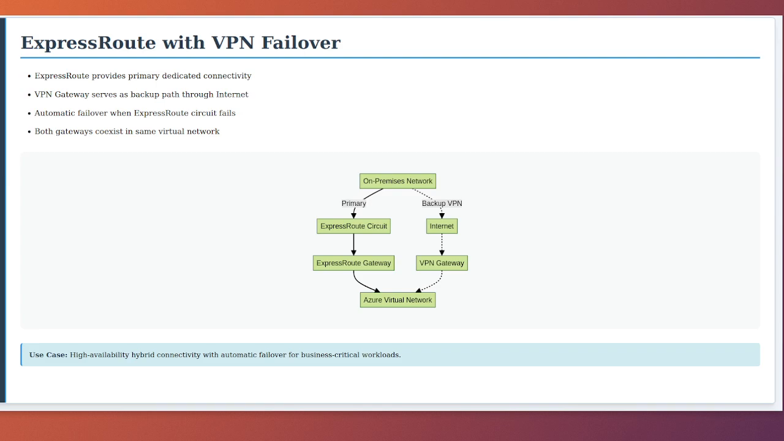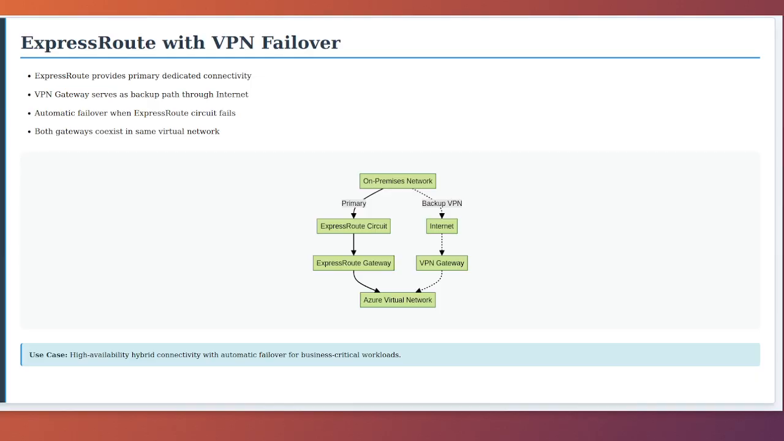ExpressRoute with VPN failover. Azure ExpressRoute provides dedicated private connectivity between your on-premises infrastructure and Azure data centers, bypassing the public internet entirely. However, even with ExpressRoute's high reliability, a backup connection path is critical for business continuity. VPN Gateway can serve as a cost-effective failover solution that automatically activates when the ExpressRoute circuit experiences an outage. This architecture pattern, known as ExpressRoute with VPN failover, combines the performance and security benefits of ExpressRoute with the reliability of a redundant VPN connection.